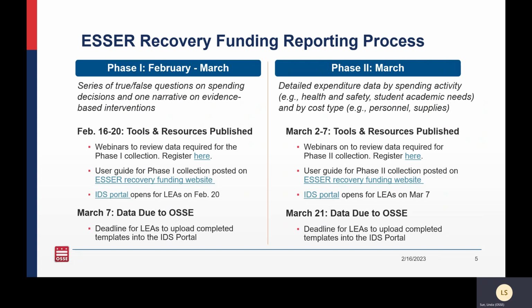So we'll publish, we'll do webinars, we'll publish the user guide, we'll open the IDS portal, and then that data will be due to us on March 21st. The same as last year, the Phase 1 data is a lot of true-false questions and then one narrative question that you'll need to respond to. And then Phase 2 will be more focused on actual expenditure data, so actual dollar values of how much money was spent in different types of categories.